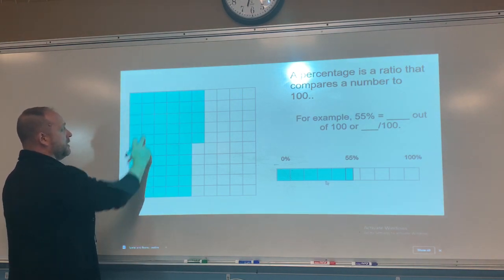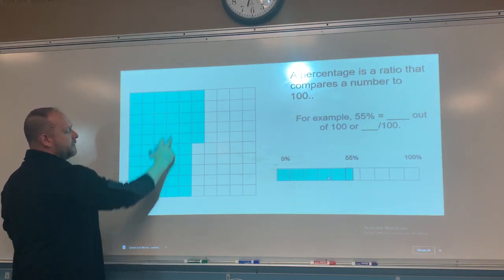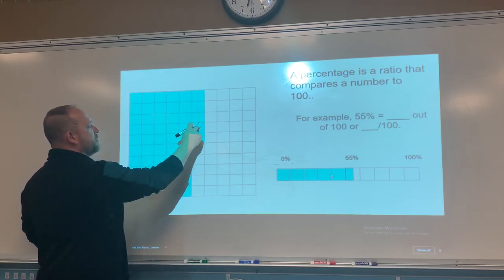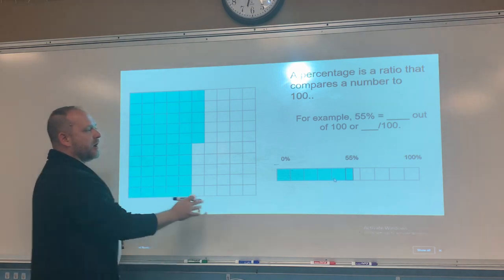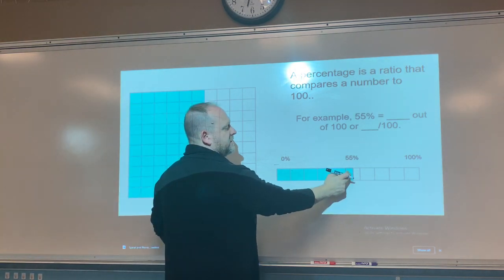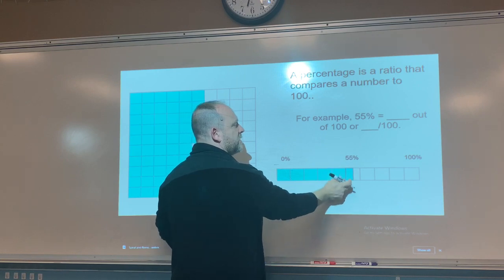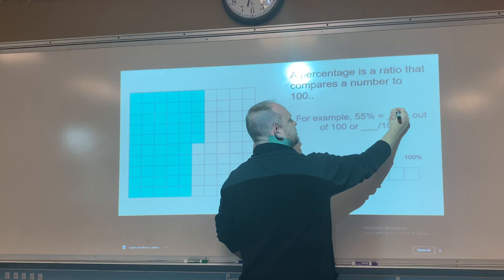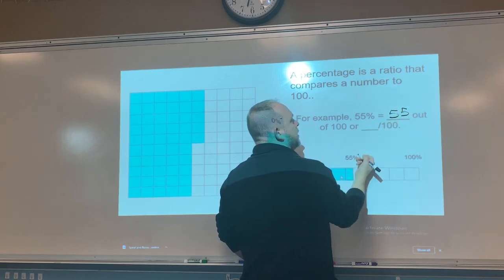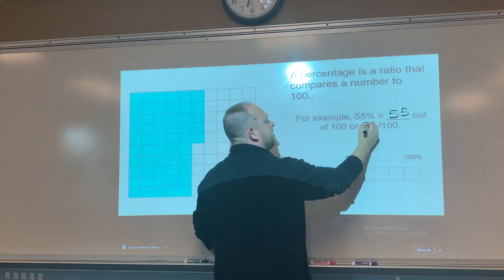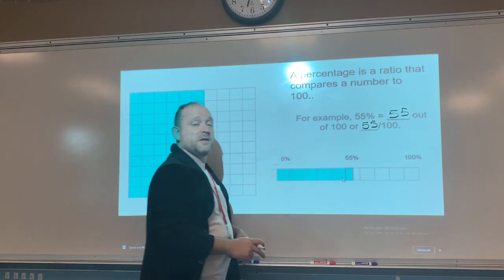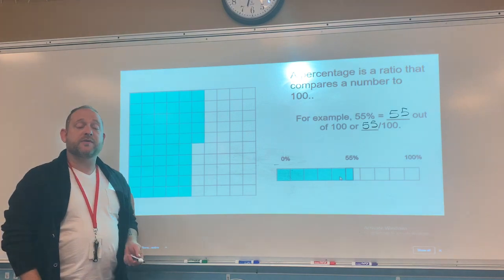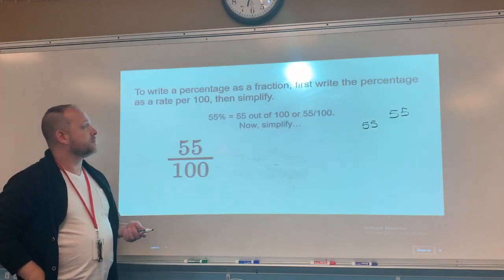So it would be 1, 2, 3, 4, 5 rows would be 50, and then an additional 1, 2, 3, 4, 5. I have 55 out of 100, or again, 50% and another 5%, another half a square. Each of those are 10, so that would be another 5. So we have 55 pieces out of 100, or 55 100ths. But again, we're not done there. This does give us a fraction, but we always want our fraction in simplest terms.